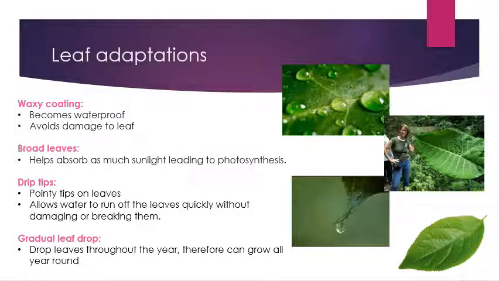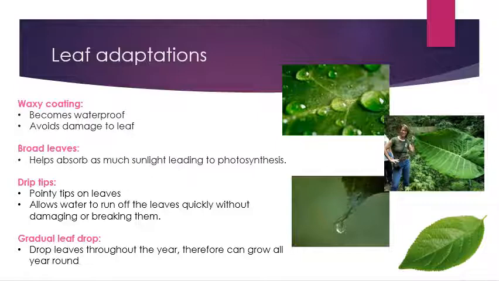Another adaptation is that the leaves are broad. This allows the leaf to absorb as much sunlight as possible, which is used in the photosynthesis process. The leaves also have drip tips. These are pointy tips on the end of the leaves which help the water drain off, protecting the leaf from damage. Trees in the rainforest also gradually lose leaves throughout the year, allowing them to grow continuously.